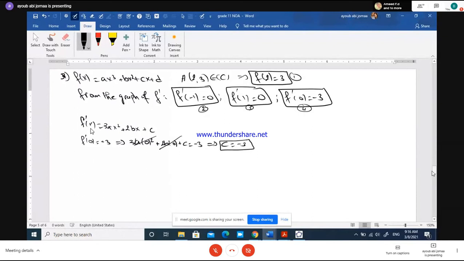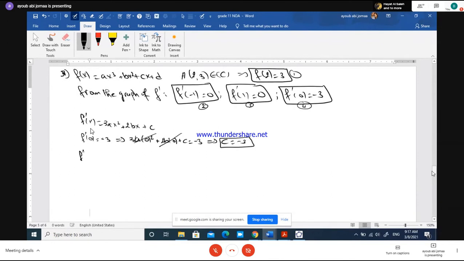Why did I start by f prime of 0? Because all these terms will be zeros, so I directly find the constant. Now f prime of -1 is equal to 0. Then replace x by -1: 3a times -1 squared plus 2b times -1 plus c, which is -3, is equal to 0. This means that 3a minus 2b is equal to, taking -3 to the right side, 3.